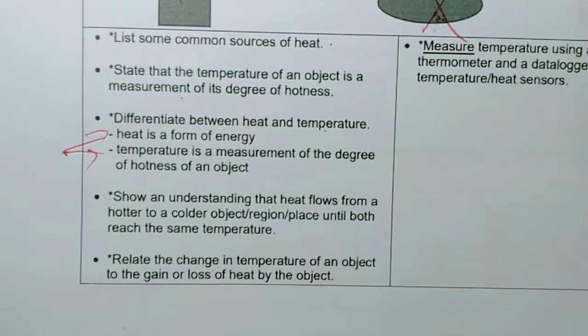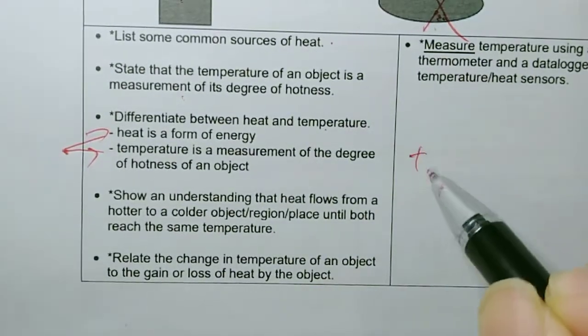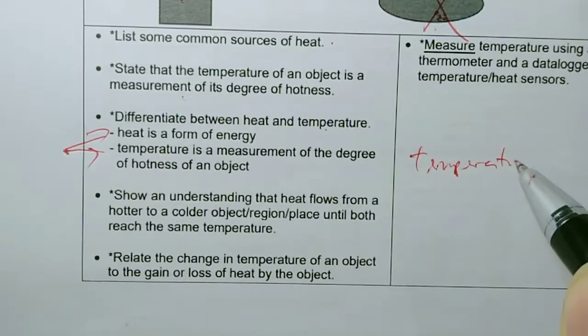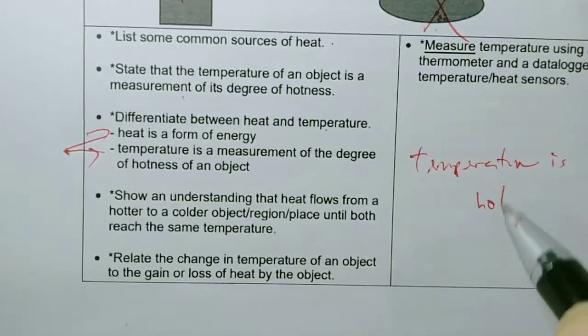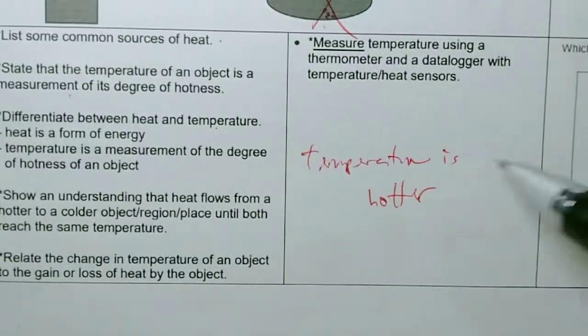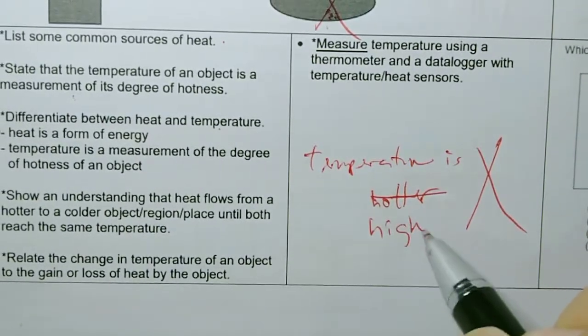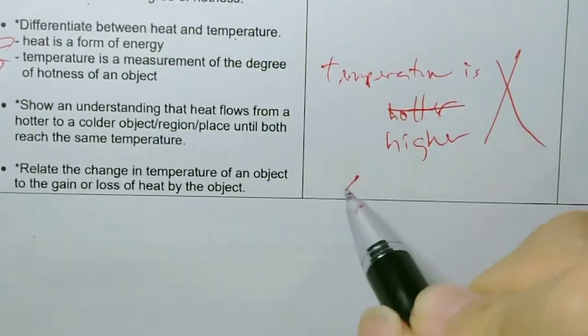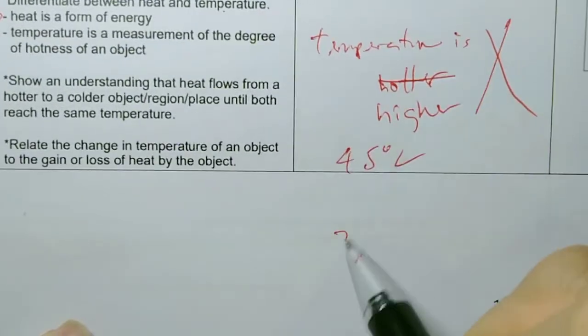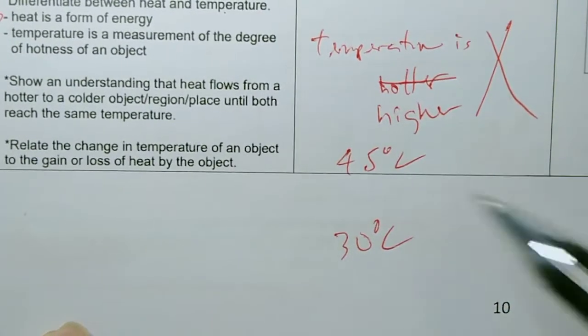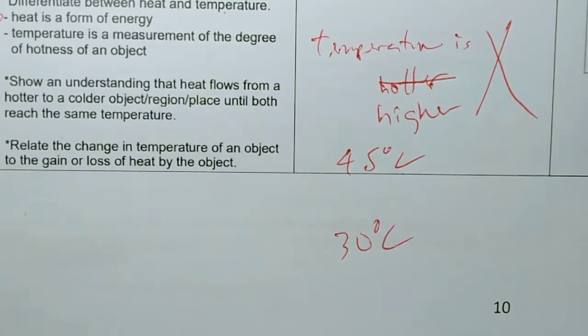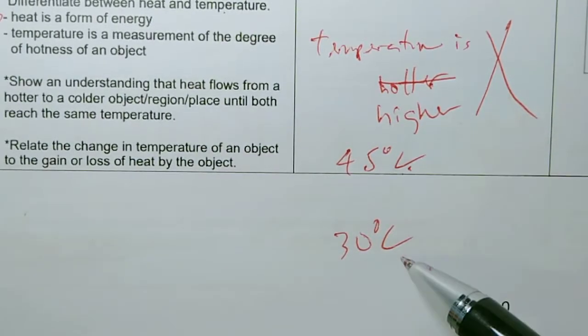A very common mix-up is this. Some of you say that the temperature is hotter. I cringe every time I see this, and this is wrong. You can say that the temperature is higher. The number can be higher, for example, 45 degrees Celsius is higher than 30 degrees Celsius. A temperature cannot be hotter. Temperature can be higher, temperature can be lower.